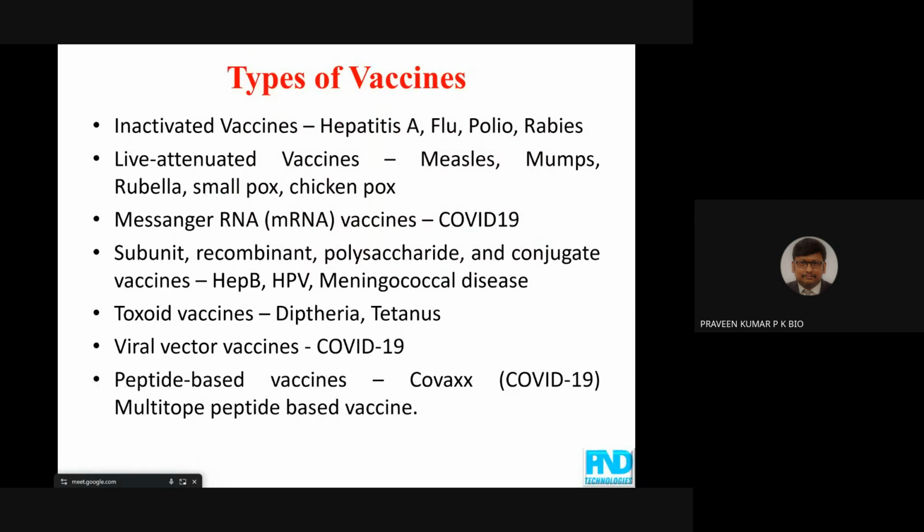Before going to immunoinformatics, where we majorly find reverse vaccinology, we should first know what vaccinology is. For that, I am illustrating the types of vaccines with corresponding examples. Inactivated vaccines: hepatitis A, flu, polio, rabies. Live attenuated vaccines: measles, mumps, rubella, smallpox, chickenpox.